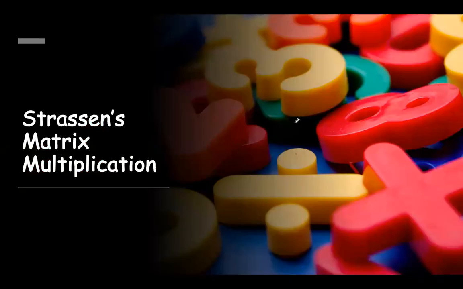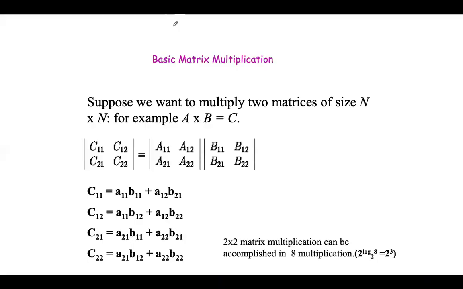Okay, next topic is matrix multiplication. Strassen's matrix multiplication. This is one algorithm typically used to multiply square matrices. Okay, the order of the matrices should be the same. Both matrix orders should be n itself. Then we can use this algorithm to do matrix multiplication.